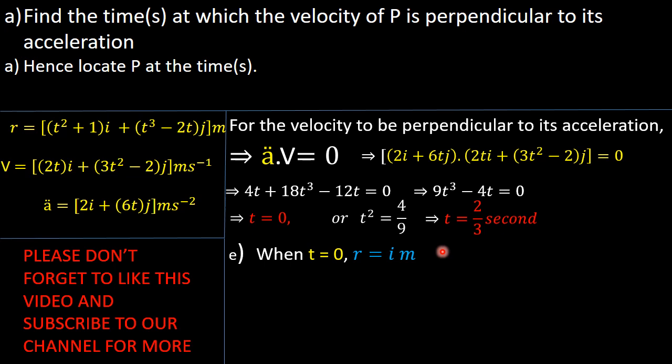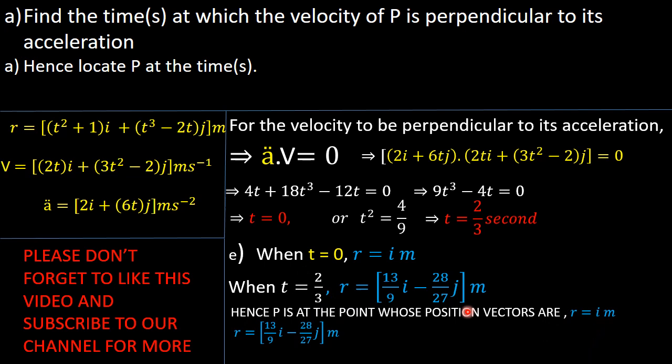Alright. Now if we substitute our t to be 2 over 3, we are going to have our r to be 13 over 9 i minus 28 over 27 j, all that in meters. Hence now we can conclude that P is located at the point whose position vectors are r equal to i, and r equal to 13 over 9 i minus 28 over 27 j meters.